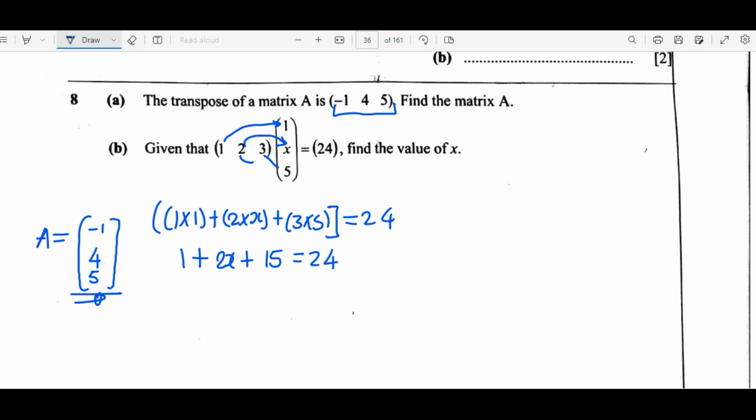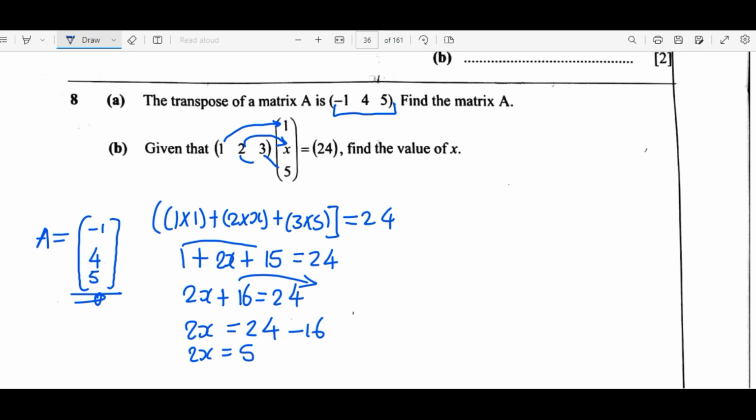Is equal to 24. So what do you do? Let's add these numbers. So we have 2x plus 15 plus 1 is 16 is equal to 24. Then we shift this number to the right side. So 2x is equal to 24 minus 16, we get 8. So over 2 over 2, x is equal to 4.